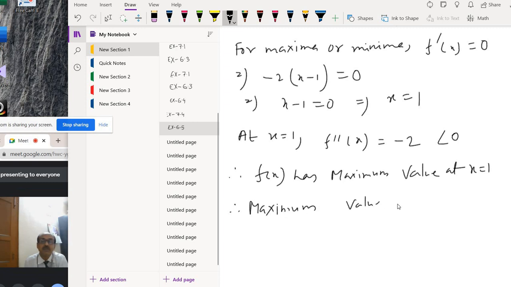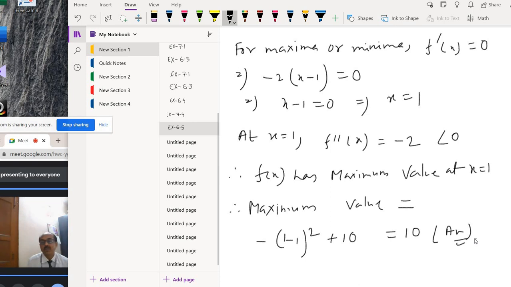So maximum value equal to f(1). Put x equal to 1 in the given question: minus (1 minus 1) whole square plus 10. So equal to 1 minus 1 is 0, so 10 only. 10 is the maximum value. Okay, is it clear? Yes, sir.